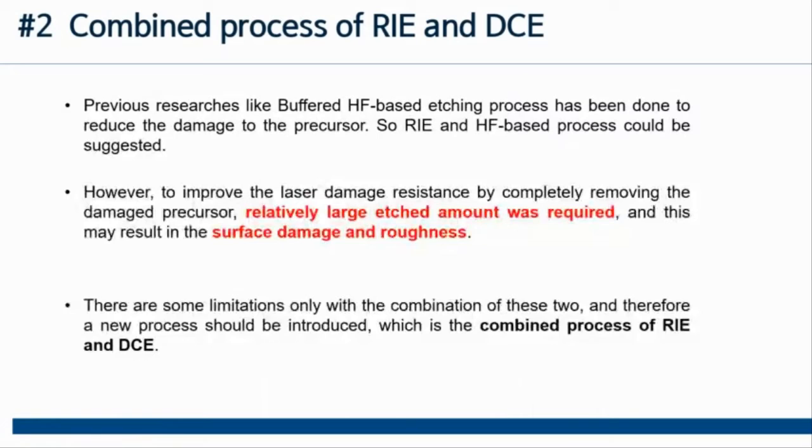To improve the laser damage resistance by completely removing the damage precursor, a relatively large etched amount was required, and this may result in surface damage and roughness. To prevent unexpected layer damage in the RIE process, a new process should be introduced, which is the combination of RIE and DCE. The procedure of the combined process is as follows.